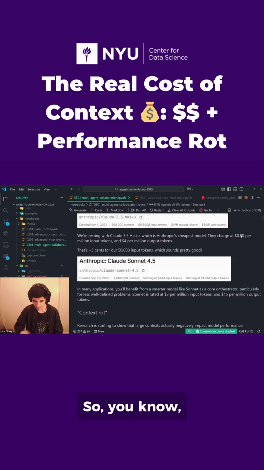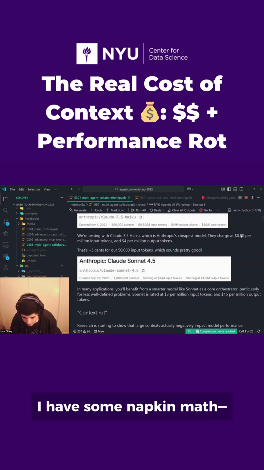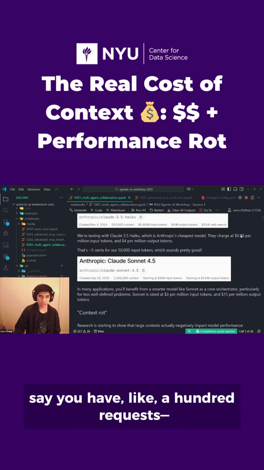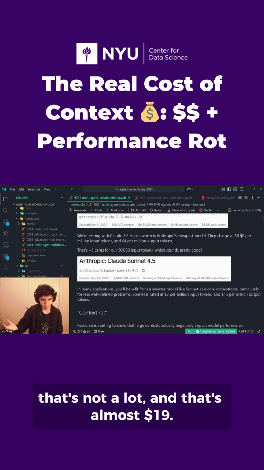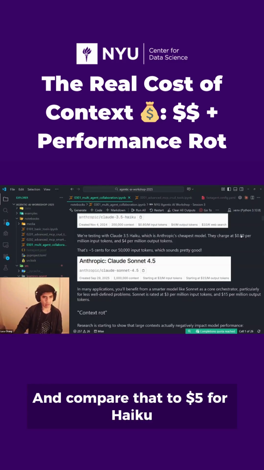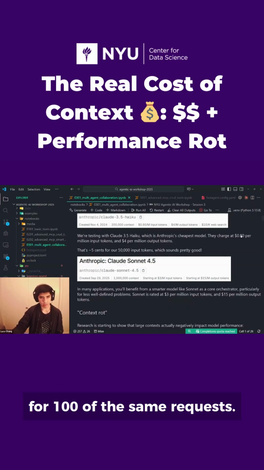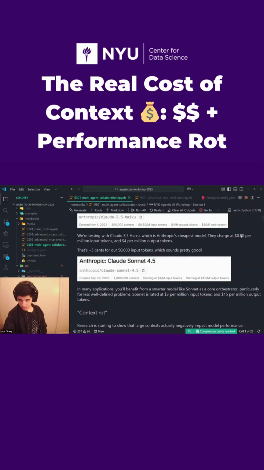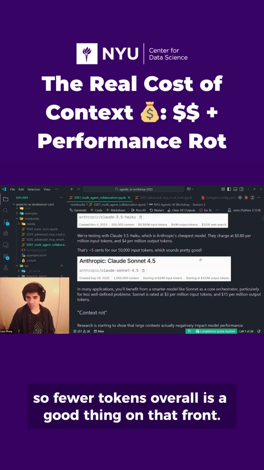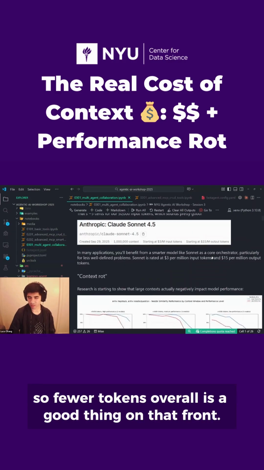So, taking the same token counts, with some napkin math, that's 19 cents instead. Still sounds small, but say you have 100 requests, that's not a lot, and that's almost $19. If you have a lot more than 100, then it can be a lot more than $19. And compare that to $5 for Haiku for 100 of the same requests. Generally speaking, we want to keep costs down, so fewer tokens overall is a good thing on that front.